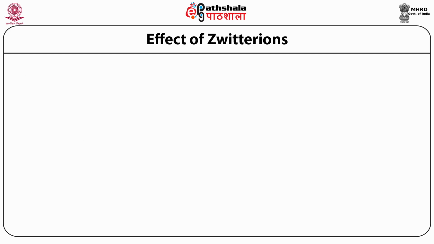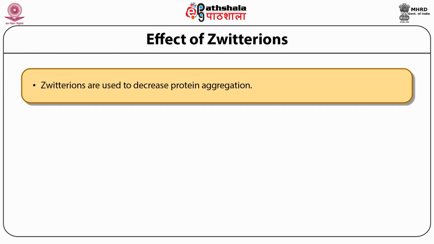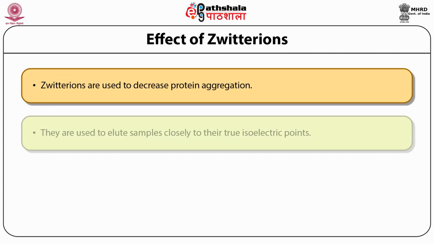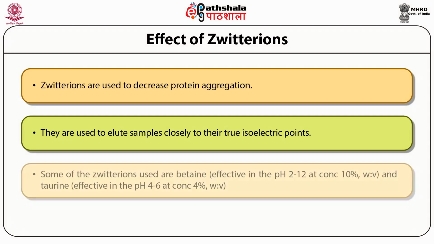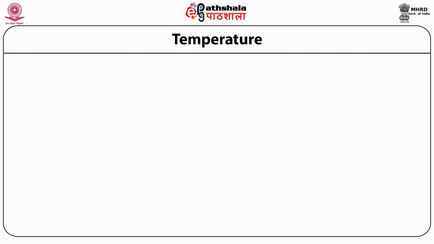Another additive that is used in ion exchange chromatography are Zwitterions. Zwitterions carry both the positive and negative charged ions. Zwitterions are usually used to decrease the protein aggregation. They are used to elute samples closely to the true isoelectric points. The solubilities of samples at low salt concentrations can be greatly improved by adding zwitterions such as betaine or taurine to the buffers.